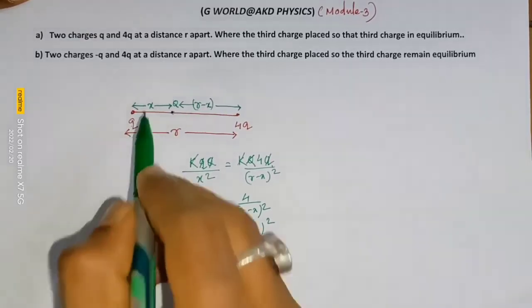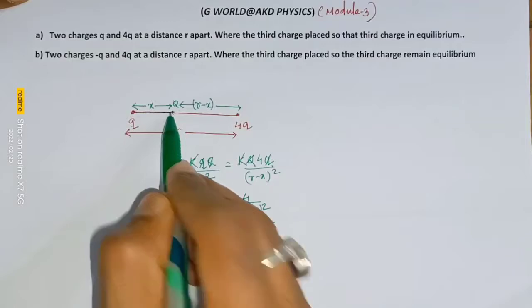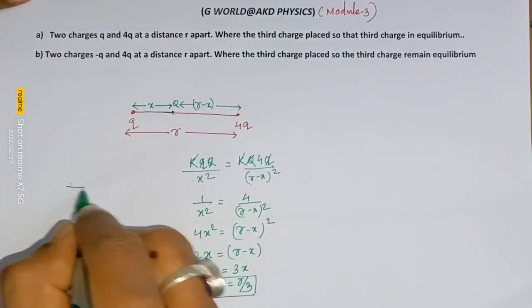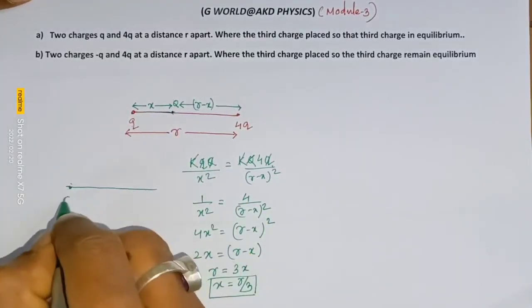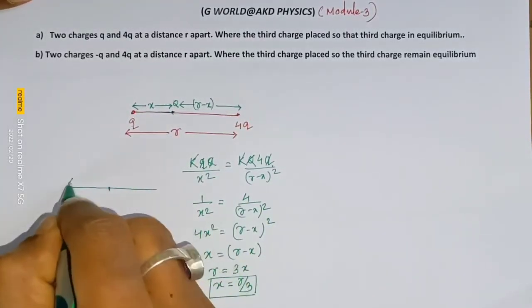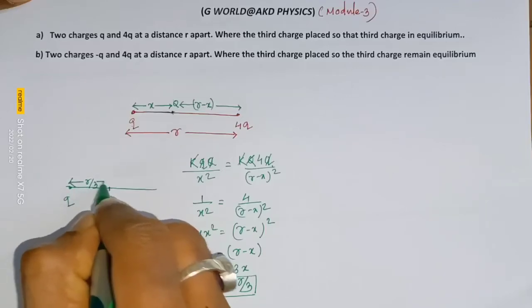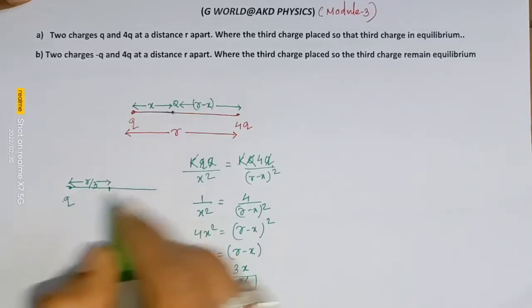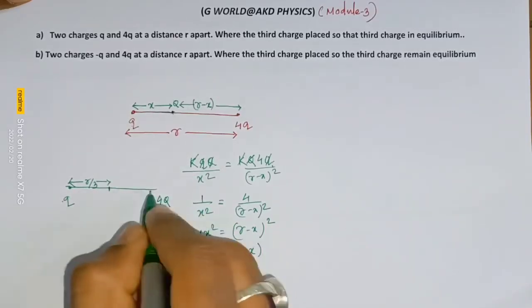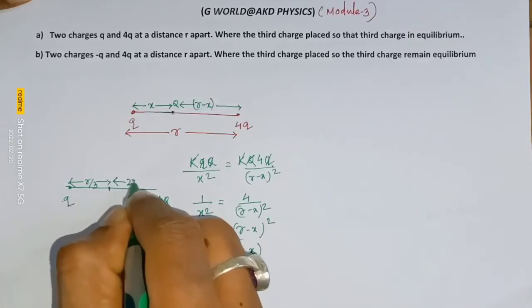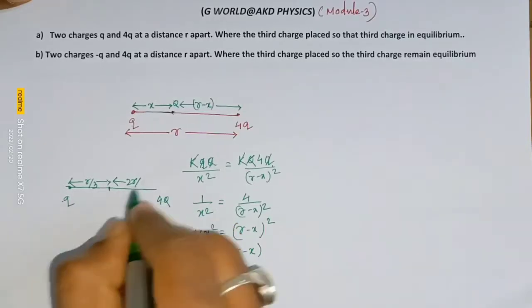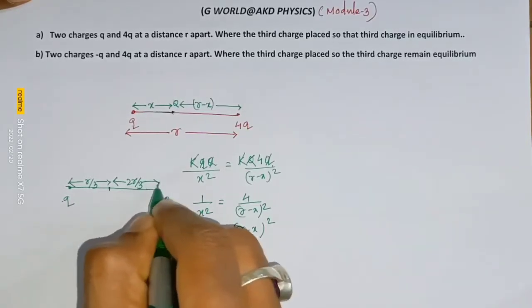So the third charge will be placed exactly at a distance of r by 3 from the smaller magnitude charge, and from the larger magnitude charge it will be at a distance of 2r by 3.